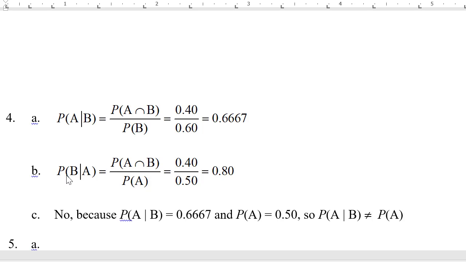Same thing for probability of B given A. You should have gotten 0.80. And then C is asking if A and B are independent, and the answer is no. The reason is that the probability of A given B is equal to 0.667, and the probability of A is equal to 0.5. If they were independent, they would be equal. That is, the probability of A given B would be equal to the probability of A, because B wouldn't have anything to do with it. And we can see that it does.